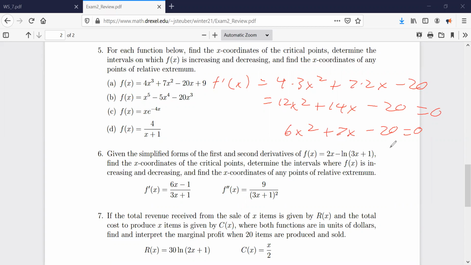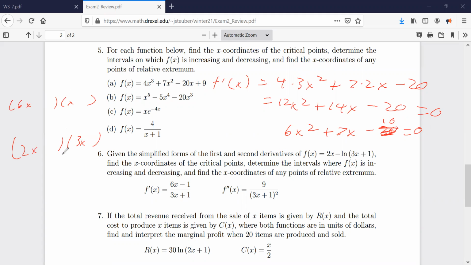And I can mess around with this, but this is a quadratic equation. This is a quadratic function, right? Minus 10. Yes, thank you. That should be minus 10. Thank you, Kat. So I could factor this and say, okay, it's either 6x and x paired up with something, or it's 2x and 3x paired up with something.